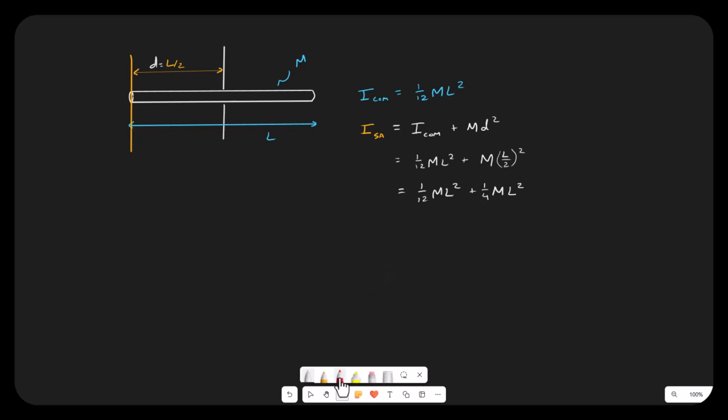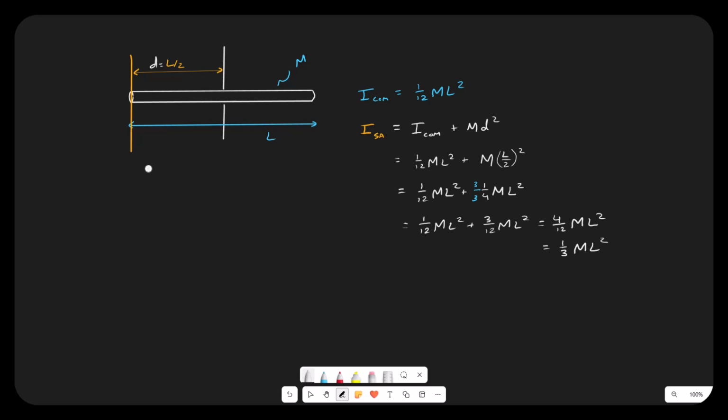Now I can common denominator this thing. So let's do that. I'm going to 12ths, so I would like to take this 1/4 and put it into 12ths. I'm going to multiply by 3 over 3. That gives me 1/12 m L squared plus 3/12 m L squared, or 4/12 m L squared. 4/12 reduces to 1/3, and I get 1/3 m L squared, which is what I know the moment of inertia is for a bar about the end.